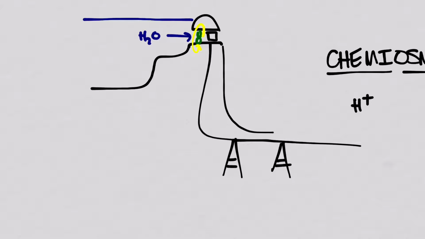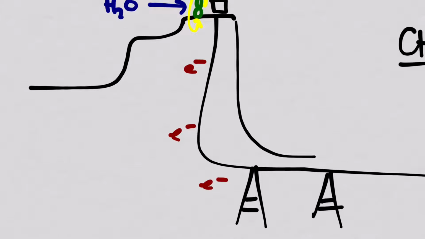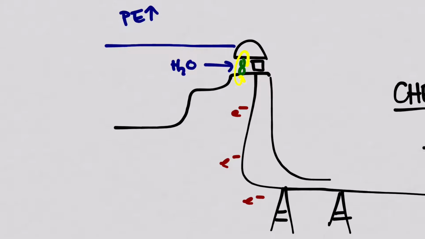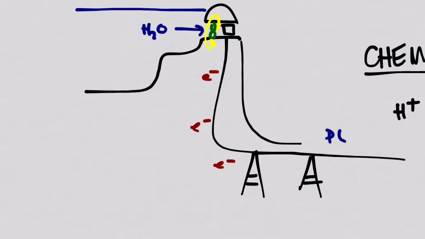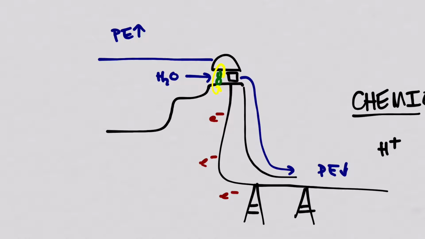So we are using the power of water to push electrons through a wire, and the reason why this whole system works is because we have an area of high potential energy here and low potential energy here. We essentially have a concentration gradient, so water is going to be moving down its concentration gradient, and that supplies the power to run the generator.